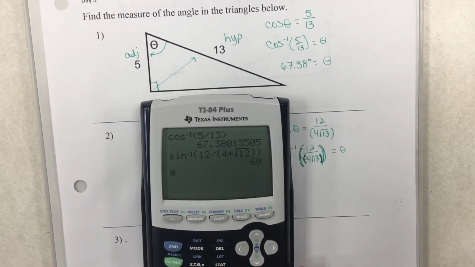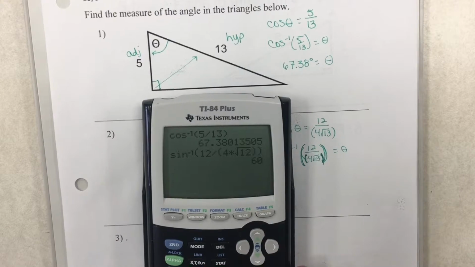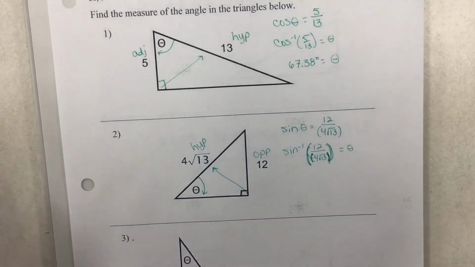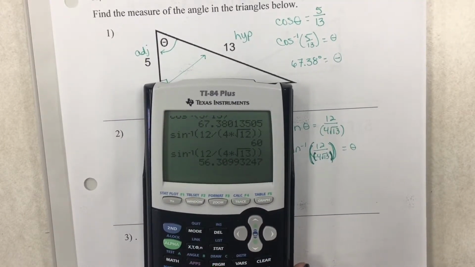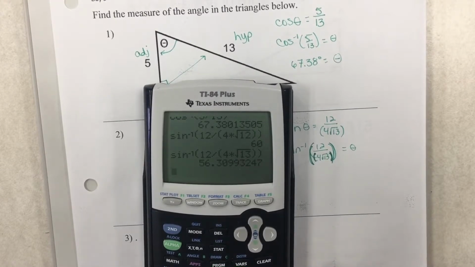Inverse sine of 12 divided by 4 times the square root of, not 12, what is wrong with me? It's 13. It should be inside there. If you're thinking, wait a minute, how come I didn't get 60? It's because your teacher typed in the wrong problem. So it should be 56.31. Okay? 56.31.